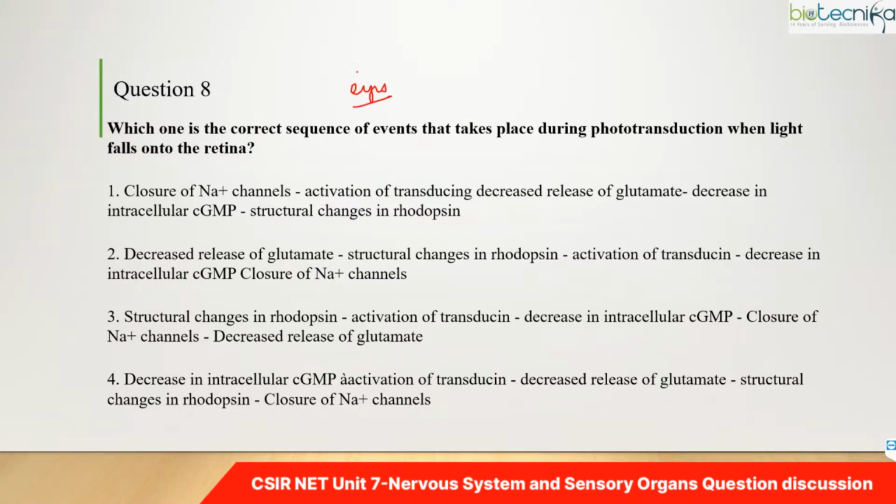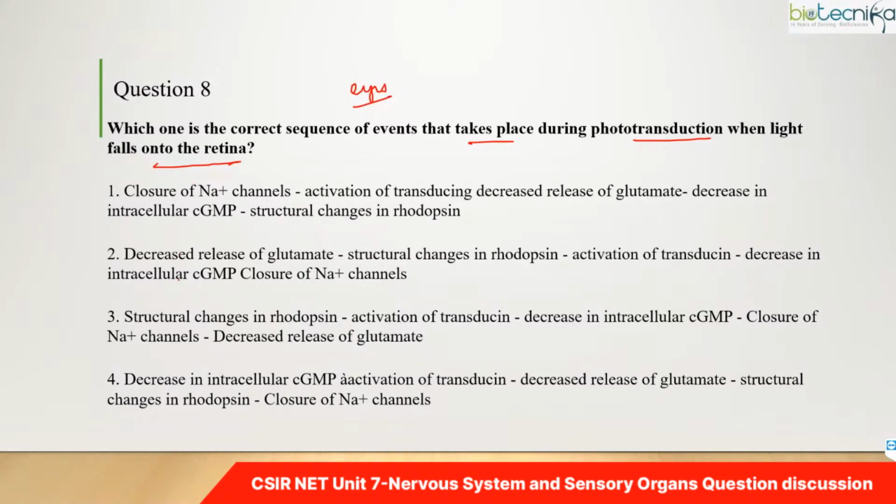Okay. Now from eyes, usually they will ask you this type of question. It can be a part of your unit 7 as well, and the same topic is also taught in signaling, with respect to how vision occurs. So which one is the correct sequence of events that takes place during phototransduction when light falls onto the retina?